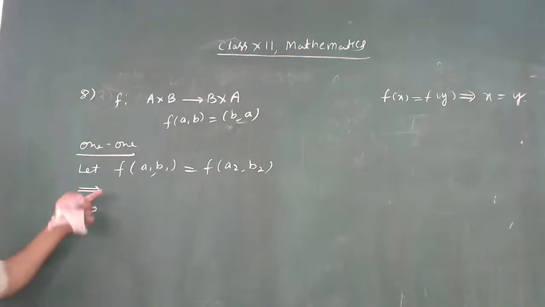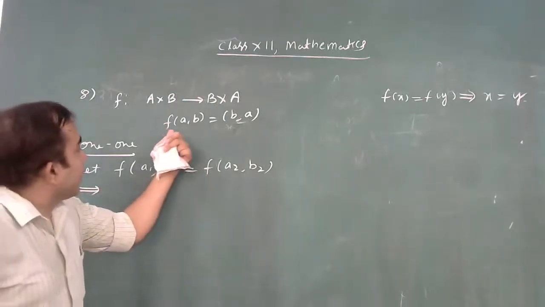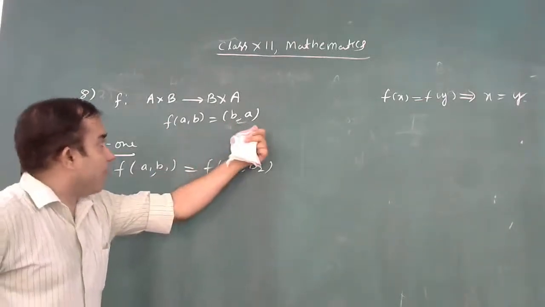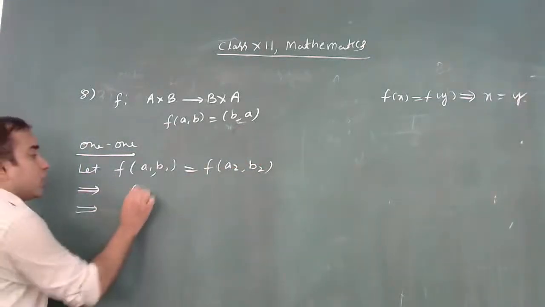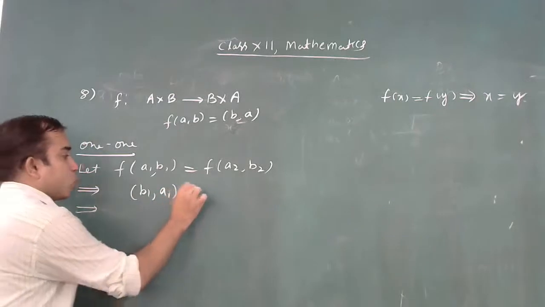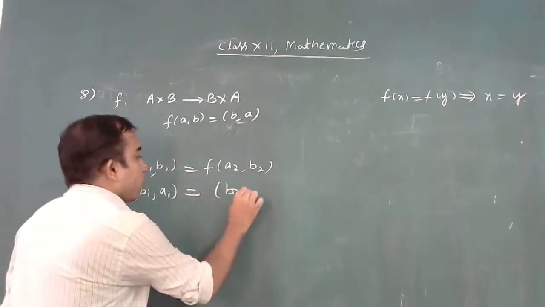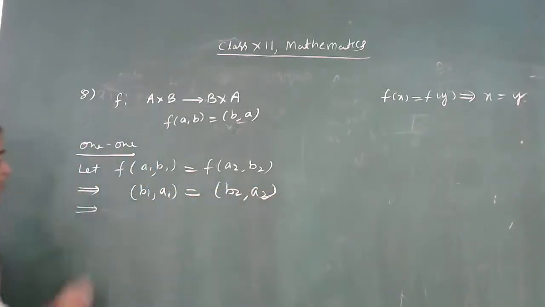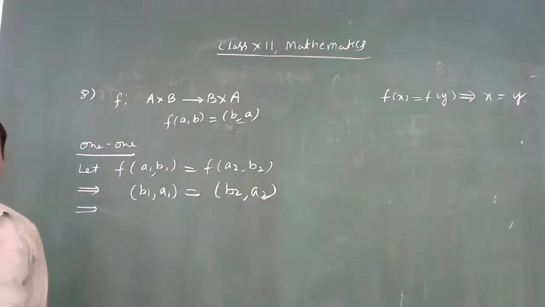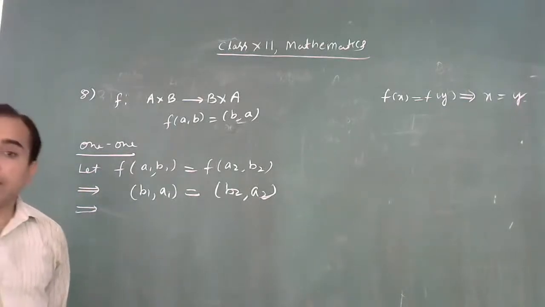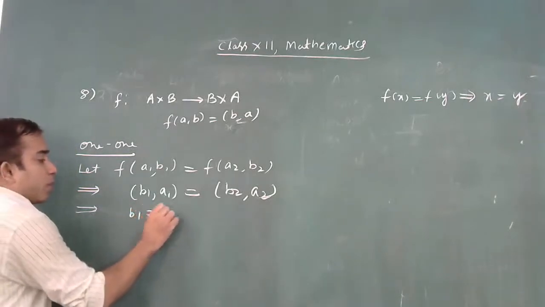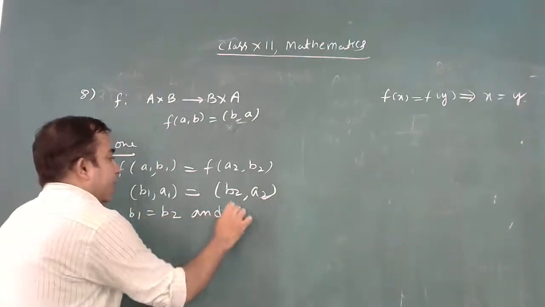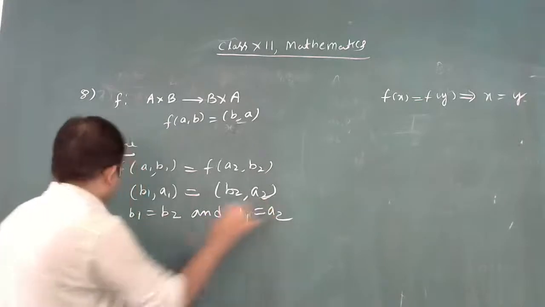Okay, that is step 2. f(a1, b1) means what? f(a, b) means (b, a). So f(a1, b1) means (b1, a1) as per the rule, and this will be (b2, a2), right? And then apply the logic that when two ordered pairs are equal, their respective elements are separately equal. Means b1 equal to b2 and a1 equal to a2, right?